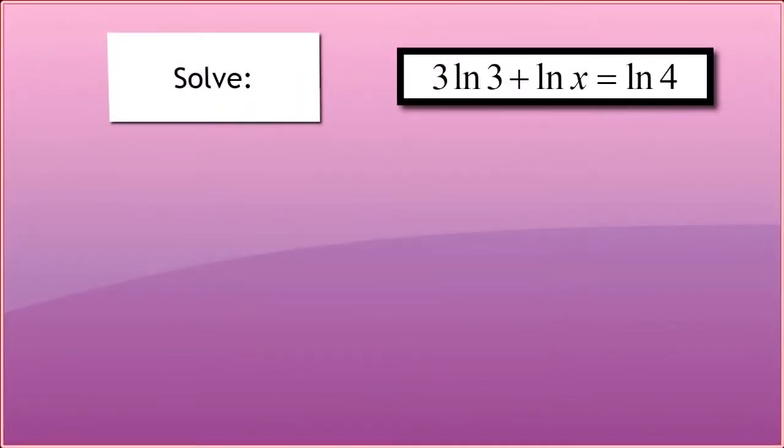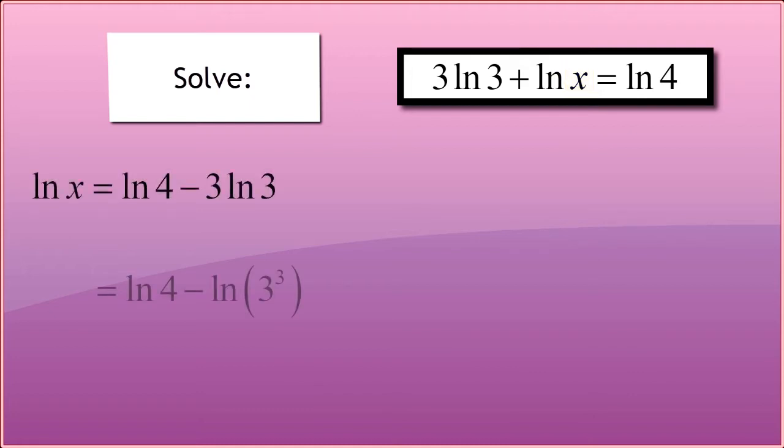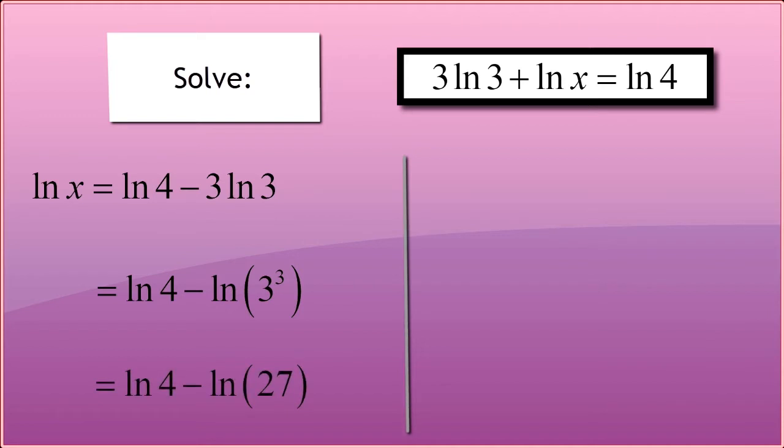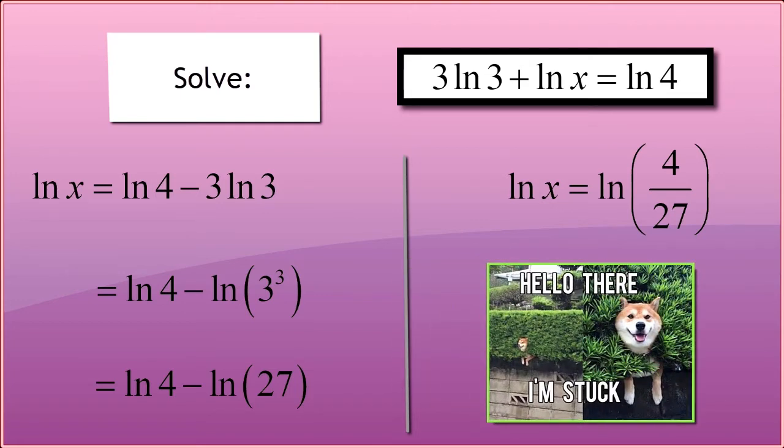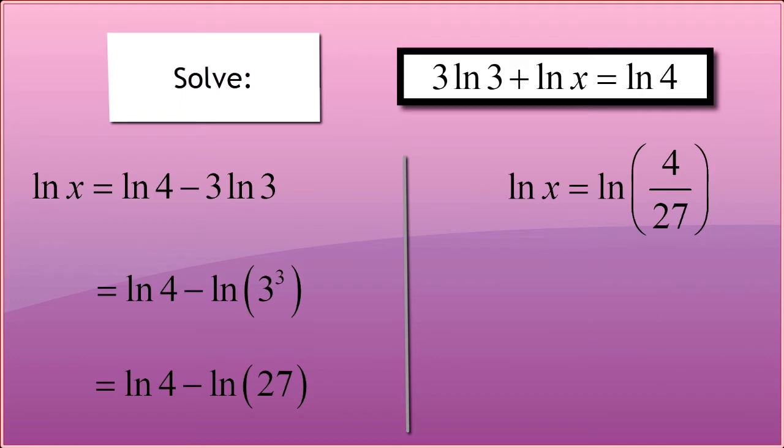We need to isolate for x, which is in the second term on the left. Moving 3 ln 3 to the other side, and simplifying the right side using logarithmetic, we end up with the expression ln x equals ln 4 over 27. The x is stuck inside of the ln function, which is the same thing as saying log base e. Basically, this log function has locked away x.